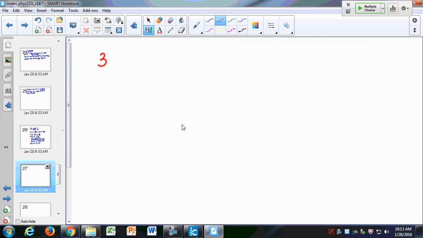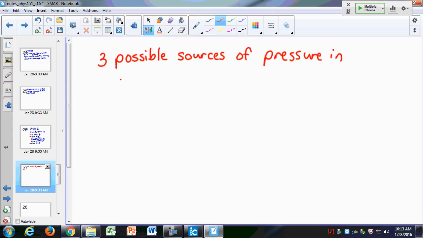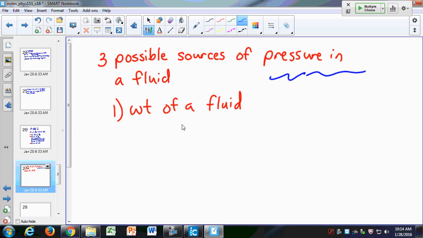These are possible sources of pressure in a fluid. One is just the weight of a fluid. So if I'm out in the ocean and I'm a diver, in the ocean, he feels this immense pressure around him. That's just simply due to the weight of the fluid that's above him. It's the pressure that you feel when you put your head under the water in the bathtub. You feel it pushing in on your face. That's the weight of the fluid.